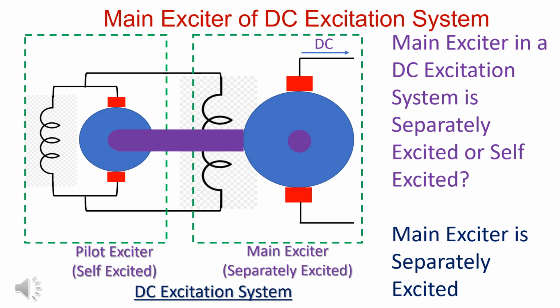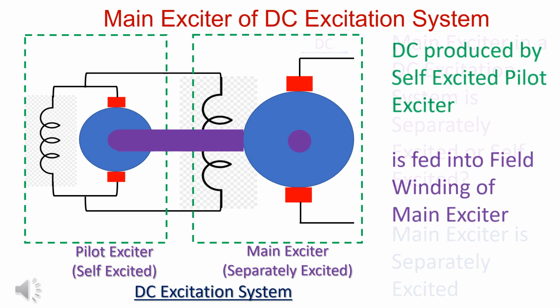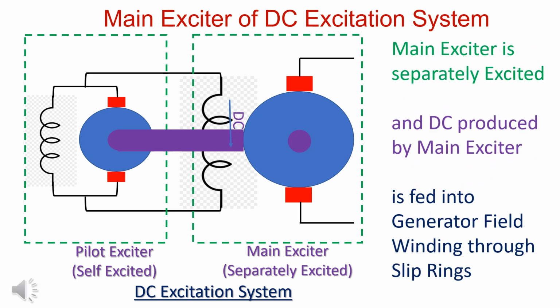In a DC excitation system, is the main exciter separately excited or self-excited? It is separately excited. Pilot exciter is self-excited. DC produced by the pilot exciter is fed into the field winding of the main exciter. DC produced by the main exciter is fed into the field winding of the generator.